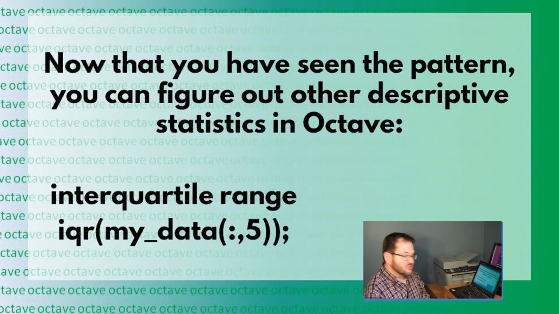Interquartile ranges are built into Octave. Feel free to use iqr, and it'll return your interquartile range. You might have to see what it gives you. No, the interquartile range is just a scalar. It should just give you a single number. X equals the interquartile range.